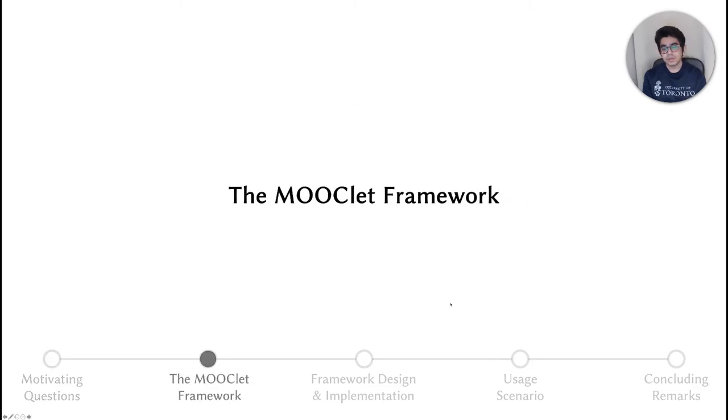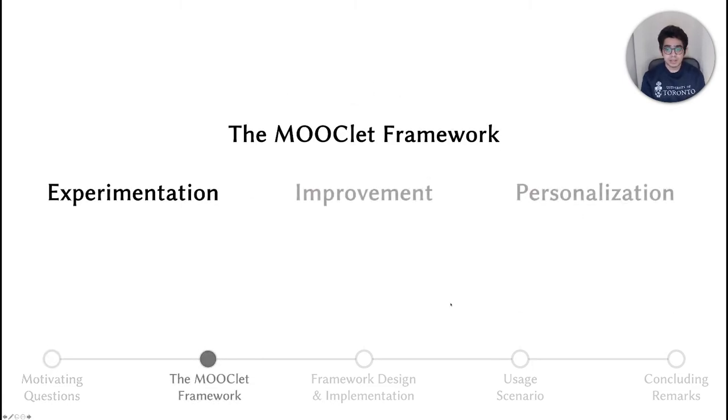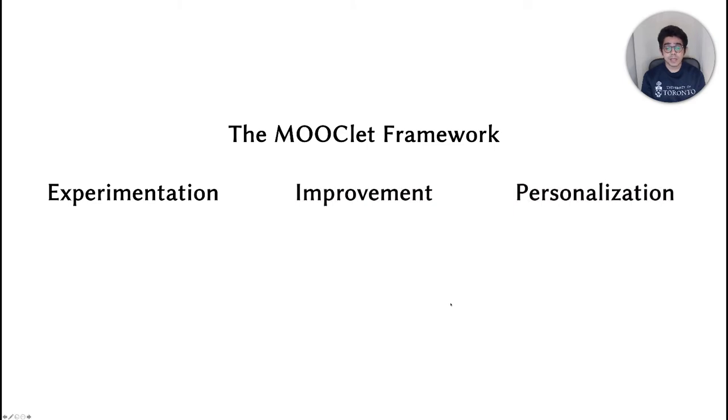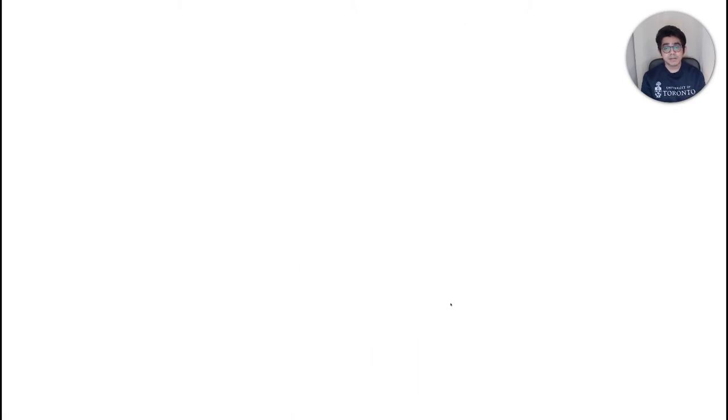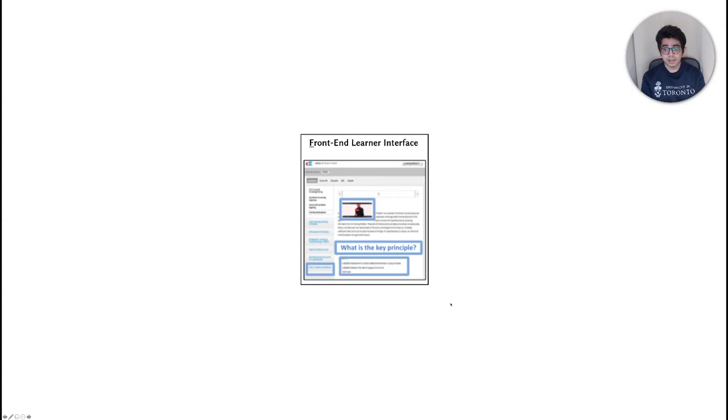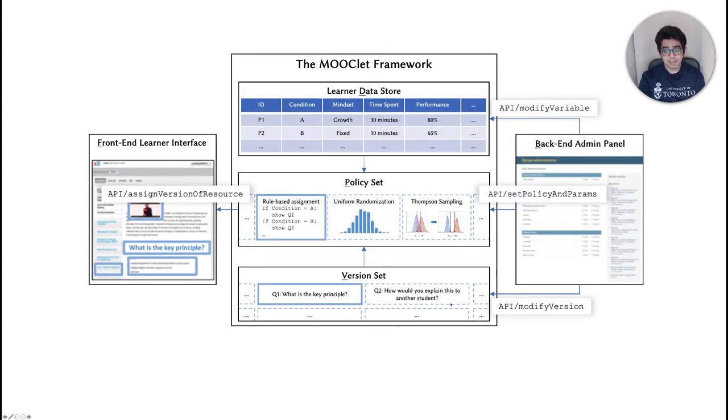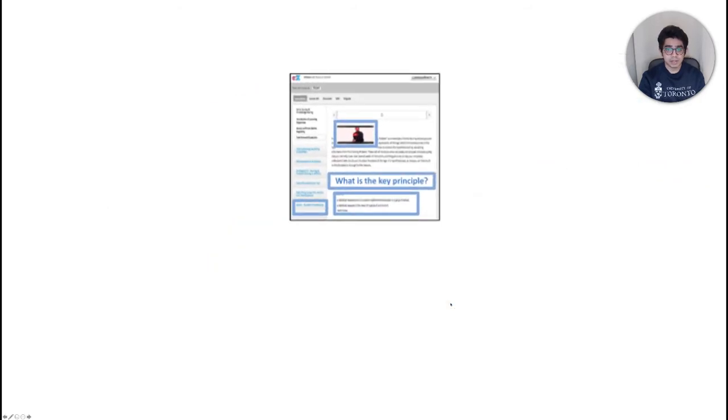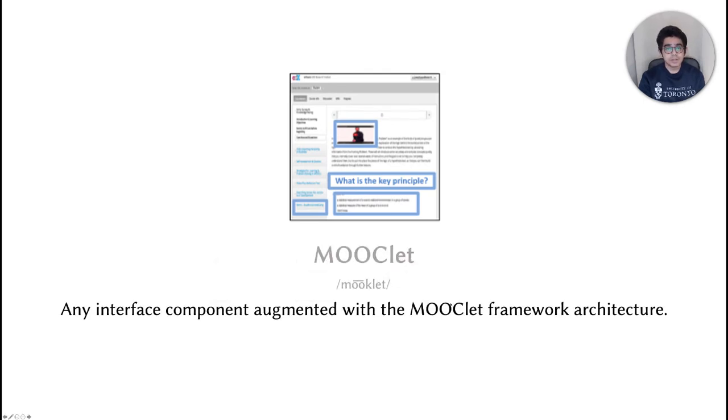Our answer is the MOOClet Framework, a novel software architecture that enables experimentation, machine learning and human driven improvement, and personalization by augmenting front end components of real world educational interfaces with back end APIs and databases. We designed these APIs and databases such that course content can be flexibly adapted by instructors and researchers as they explore new ideas, data, analysis techniques, and algorithms. We refer to any interface component augmented with this back-end architecture as a MOOClet.